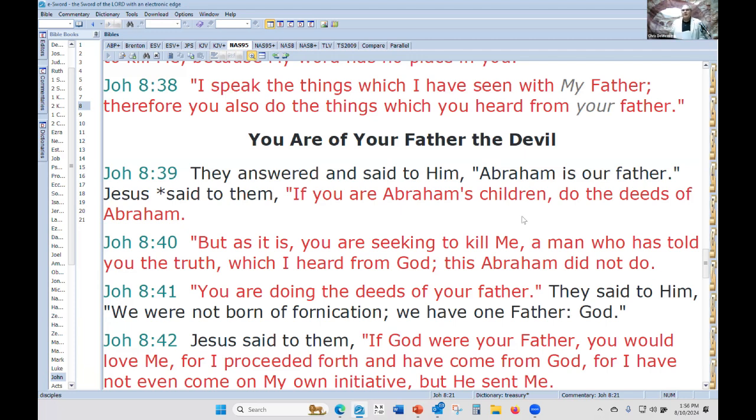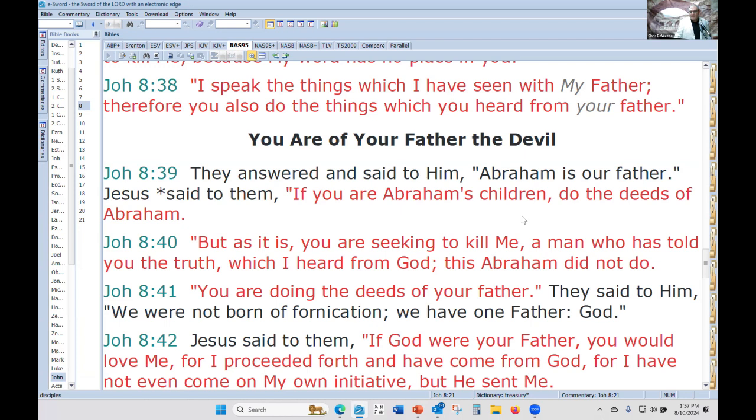So people think, reading it from the Western point of view, that AD 70 is the fulfillment of all the bad stuff in Revelation. And it's like, well, not quite, right? We have another 2,000 years to go. So this is something where it's okay for all of these answers to be true and right at the same time. So, if you are Abraham's children, do the deeds of Abraham.